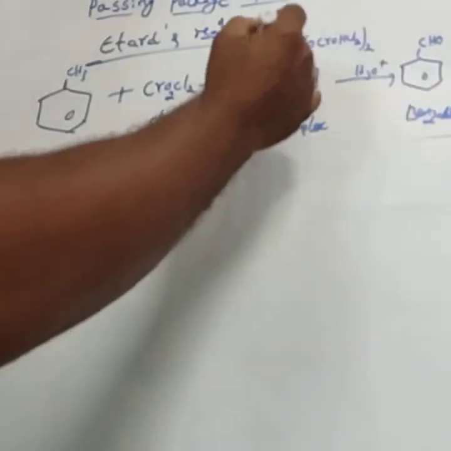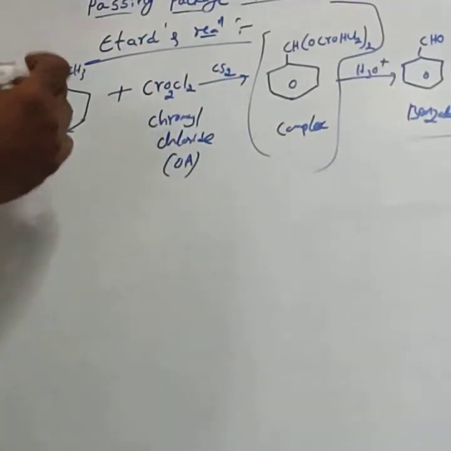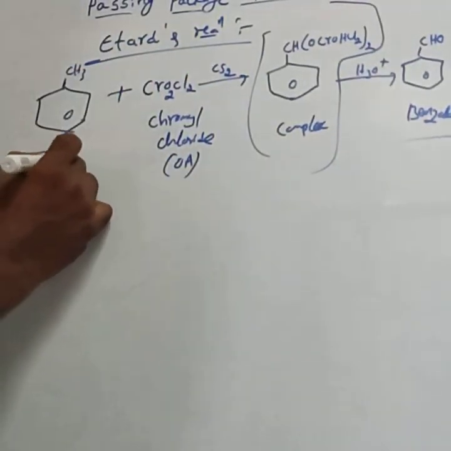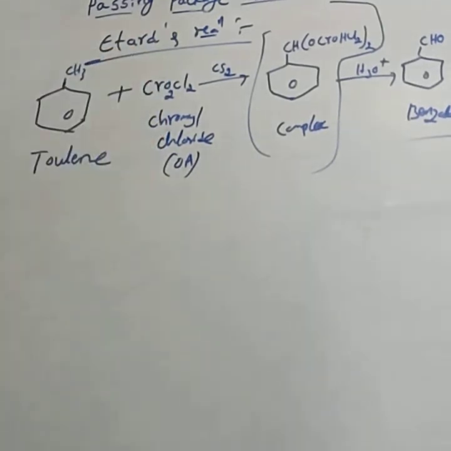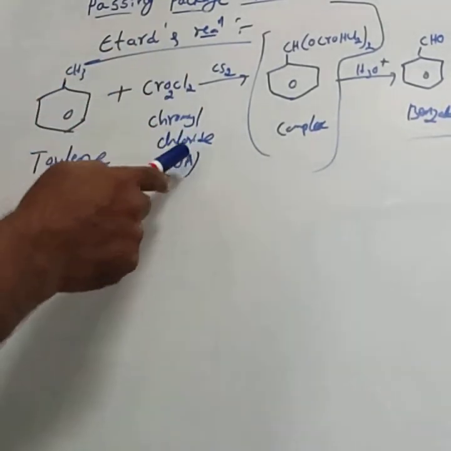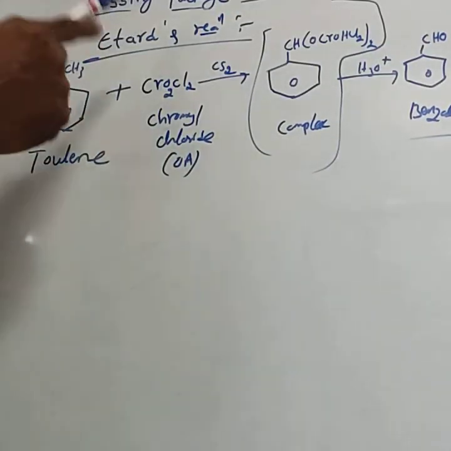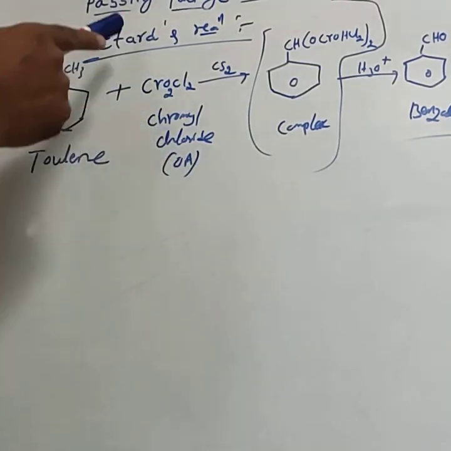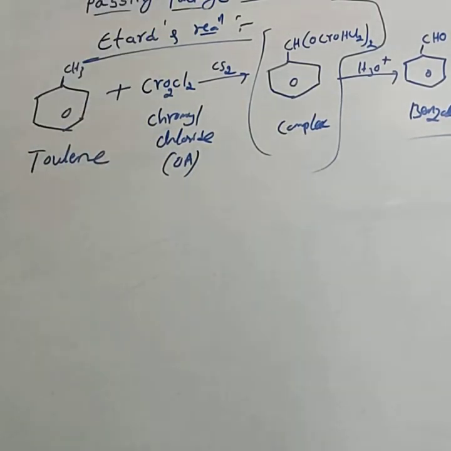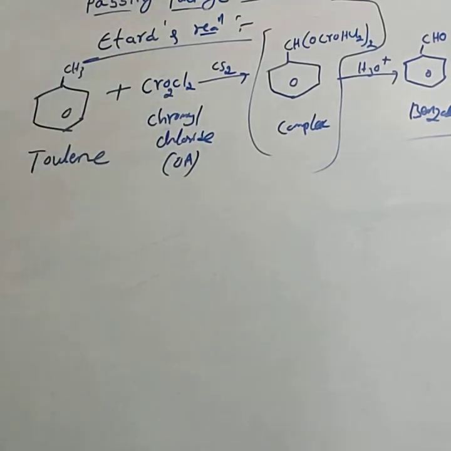If you know this formula, you write the complex formula. Otherwise, directly take toluene and oxidation by using chromyl chloride as an oxidizing agent. Benzaldehyde is formed. Generally, in 1 mark, they can ask to name the oxidizing agent used in Etard's reaction. It is chromyl chloride. Formula is CrO2Cl2. Write down this one.